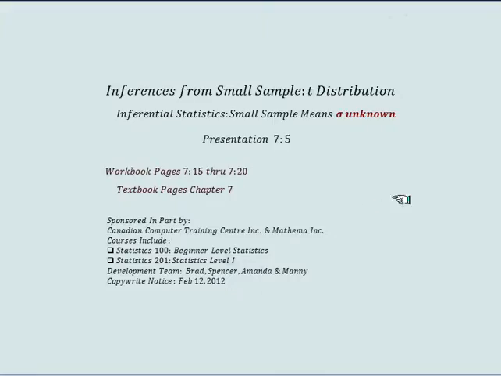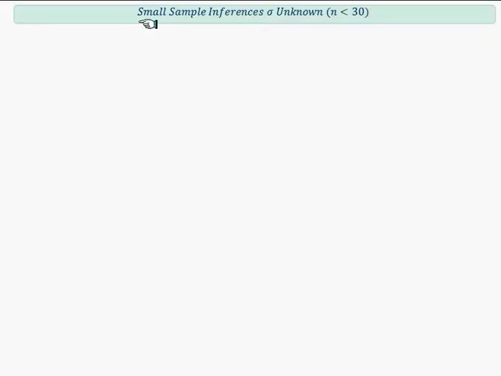We're in the news conference here right now, but despite that, we're going to go to this lesson, small sample t-distribution. This presentation is 7.5, and we're looking at the t-distribution here. And we want to look at small sample inferences when sigma is unknown and your sample size is small.